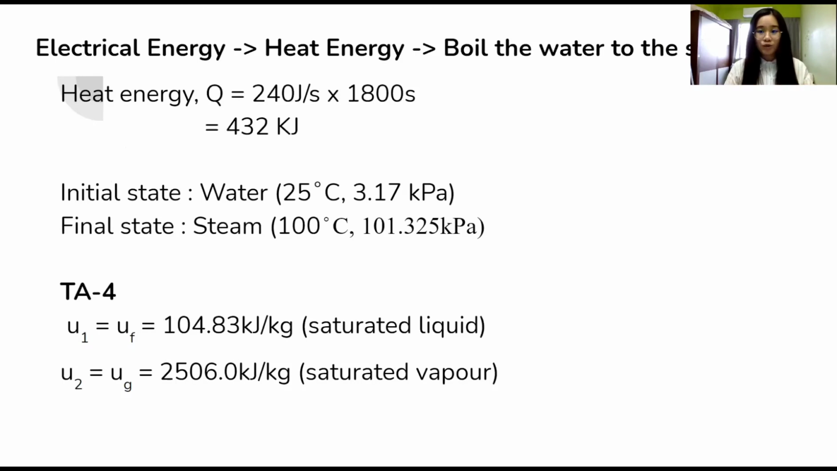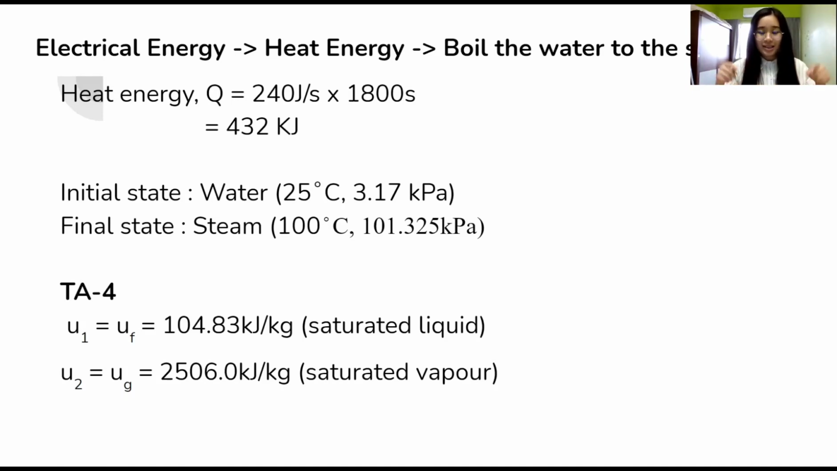The operation of a rice cooker is actually easy, in which the electrical energy from the power supply is transformed into heat energy by the heating plate, and this heat energy is used to boil the water into steam, and eventually the rice will be cooked. The heat energy Q is obtained by multiplying the power output and the operation time.